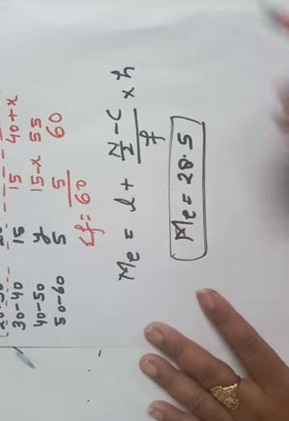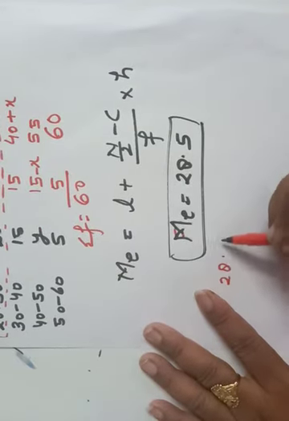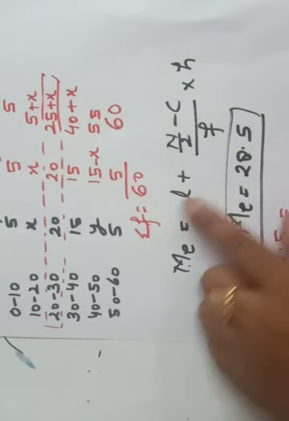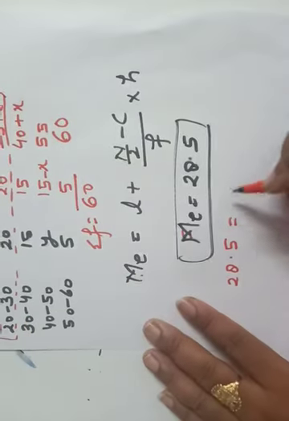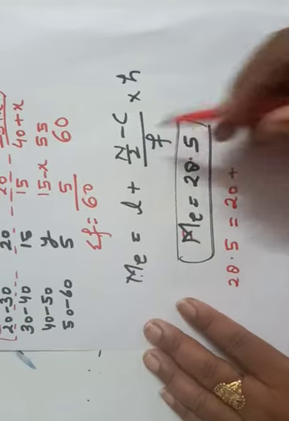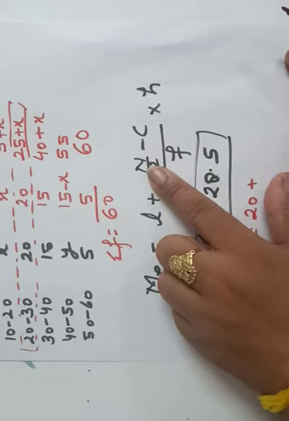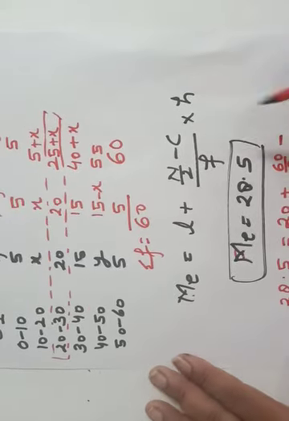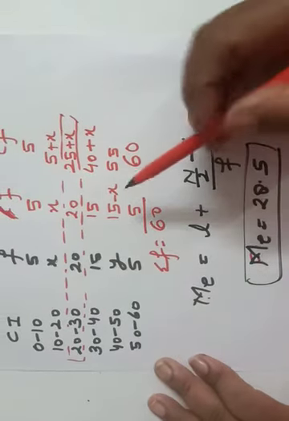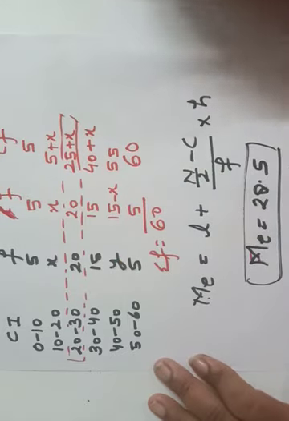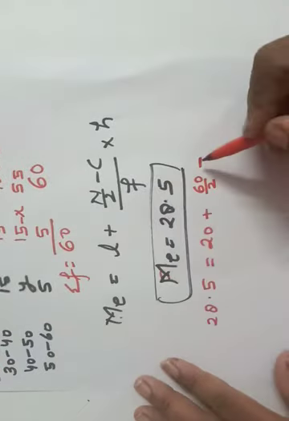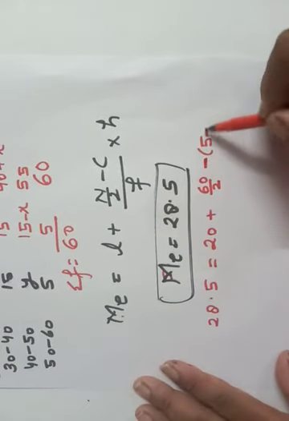Yes, now put the values here. So 28.5 is the median, and L is the lower limit of the median class, that is 20. So it is 20 plus n by 2. N is the sum of the frequencies here. So we know that it is 60 upon 2, that is 30, minus C. What is C? C is the cumulative frequency preceding the median class. So here it is 5 plus x. Since there is a minus sign here, we will put 5 plus x.